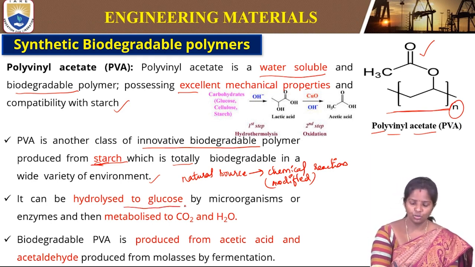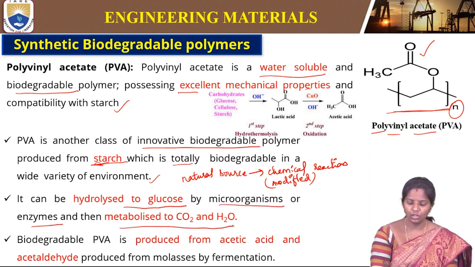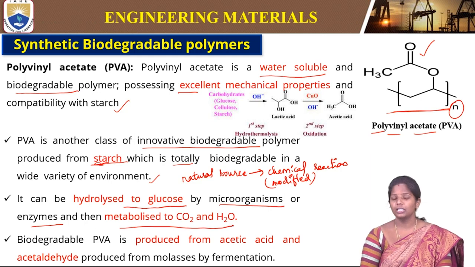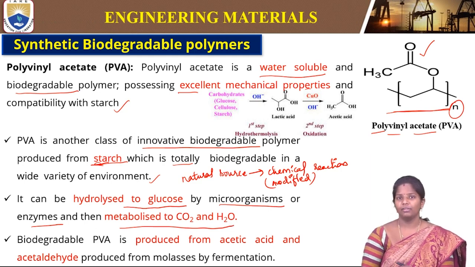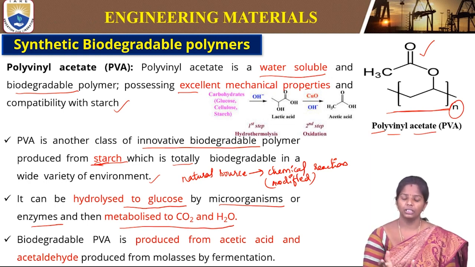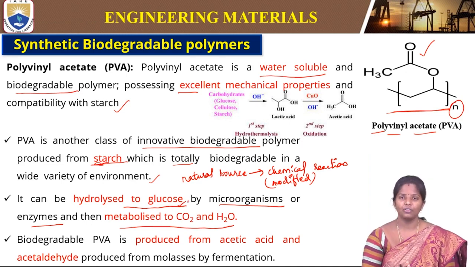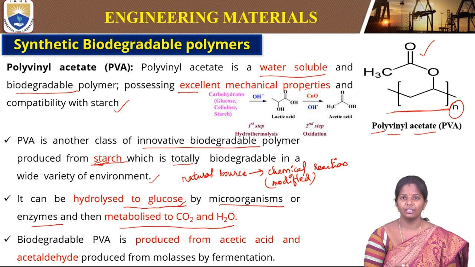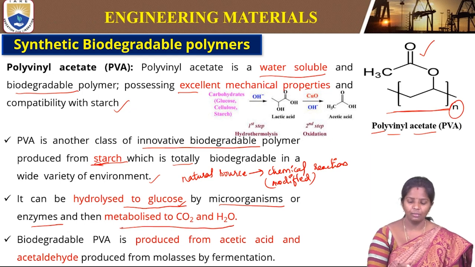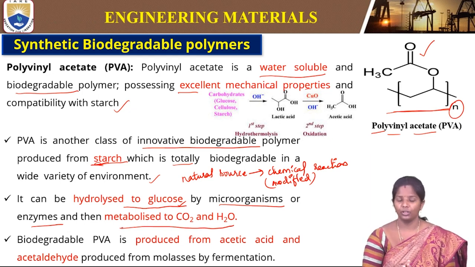It can be hydrolyzed to glucose by microorganisms or enzymes and then metabolized to carbon dioxide and water. It means after its usage, for example, if we are packing food, even if we throw it back to the earth, it will be hydrolyzed to glucose first. Once it is forming glucose, it is very easy for its degradation. So this conversion to glucose is done by microorganisms or enzymes and then metabolized to carbon dioxide and water.